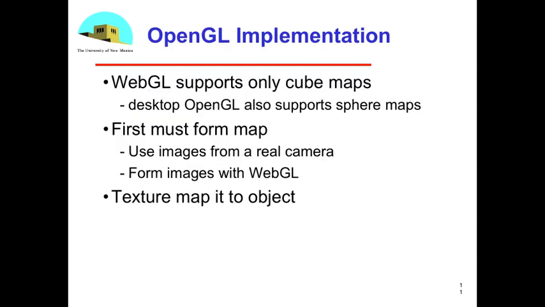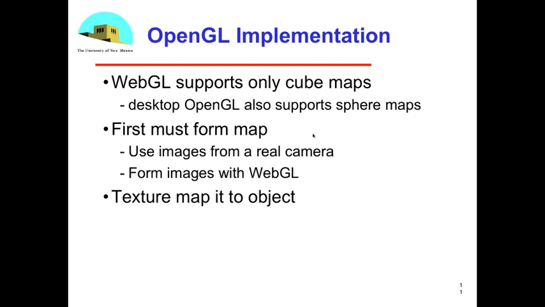So let's sort of just summarize that. In WebGL, you only have cube maps. Desktop OpenGL supports sphere maps too. In the book, in the notes, you'll see the derivation of the equations for a standard way of doing the sphere map, but we're going to focus on cube maps just because we're using WebGL. And also they're very, very simple to do.